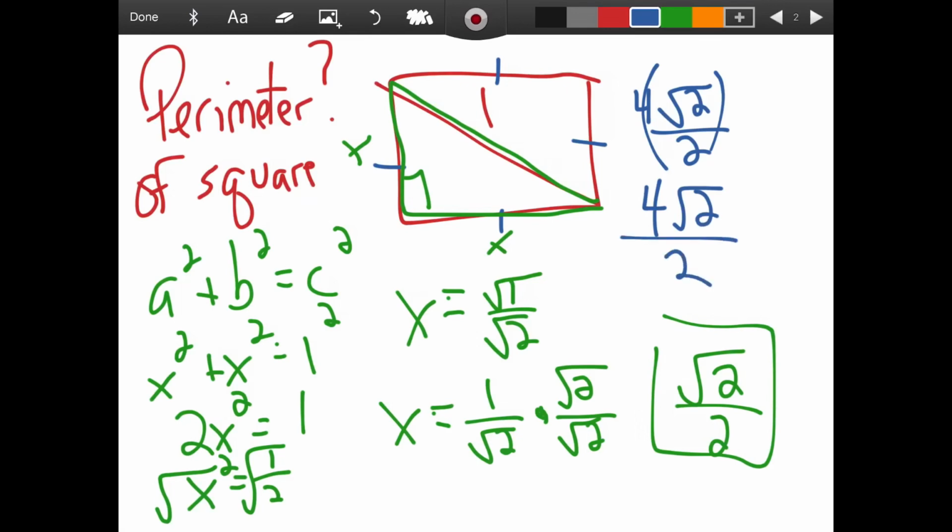And we can reduce that. 4 over 2 reduces to 2 rad 2. And that is our answer for the perimeter of this square.